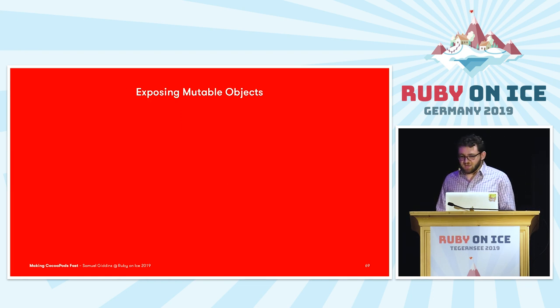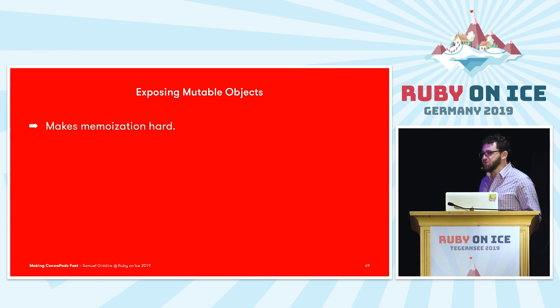Mutable objects, they're great. You can change anything you want on them, except they make memoization super hard. Your memoization problem goes to being a cache invalidation problem. When you have methods that depend on each other, you can't just store the result if someone can change one of the attributes out from under you.